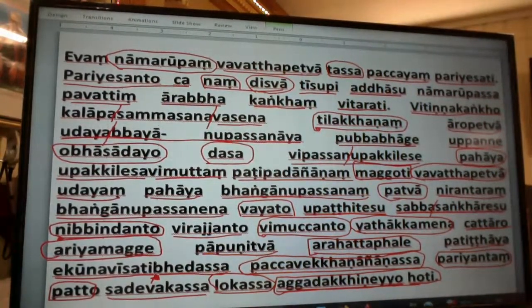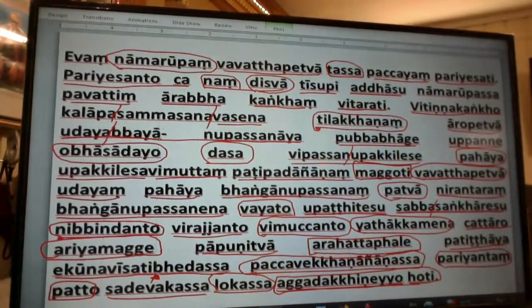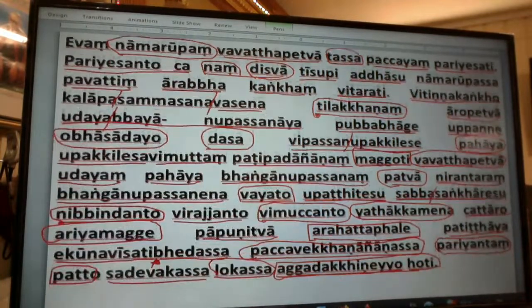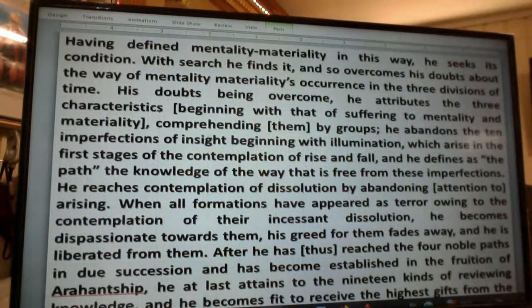The meaning: so these many steps, many levels of wisdom changing like this, step by step. So here is the explanation. Okay, since the English translation defines mentality and materiality in that way, the meditator seeks a good condition, and so finds the condition of mentality and materiality.